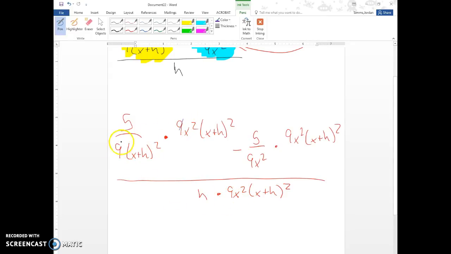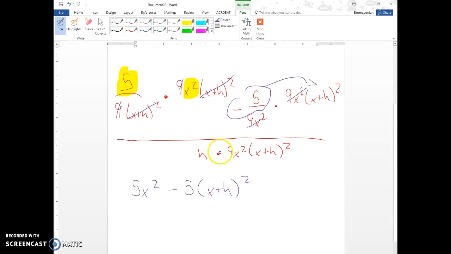So the 9 and the 9 are gone, and the x plus h squared and x plus h squared are gone. What I'm left with in this term is 5, and I have x squared left, so I'm going to call that 5x squared. My second term over here, remember we do have a negative, but the 9x squared can go away, so I'm left with negative 5 times x plus h quantity squared. And again, this is all over our common denominator, which I'm going to leave in factored form.